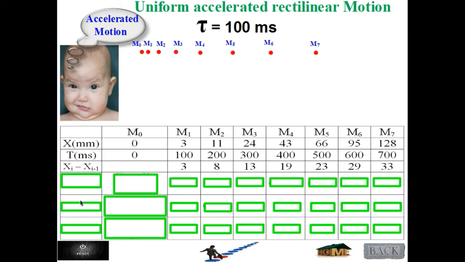Of course, now we will check the instantaneous velocity. Instantaneous velocity, as we said last time, is x_(i+1) minus x_(i-1) over 2 tau. We take the point before and the point after, and divide by 2 tau, because we are taking 2 tau as the time. First, we will start with V1. As we said, V0 we cannot calculate because we don't have the position before M0. So we will take V1.